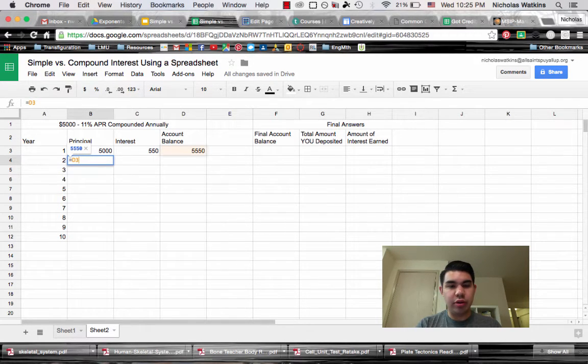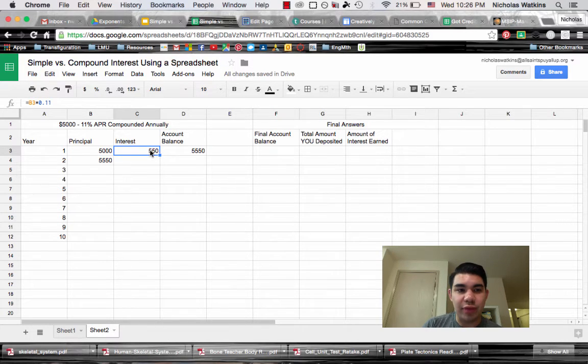D3, because our starting principal for year 2 is our account balance at the end of year 1. So we're just going to click that over here. Now you notice if we click on any of these cells besides B3, we don't get a number, we get a formula. So they all equal something. The only one that doesn't have a formula is the very first cell that we created with our numbers.